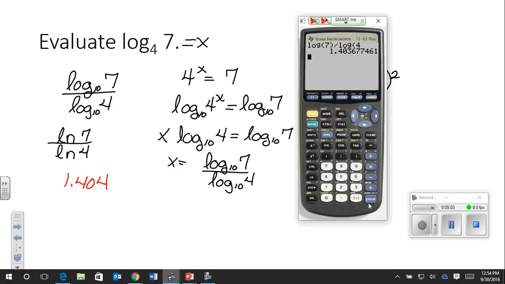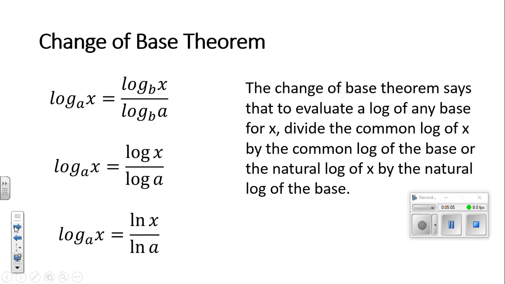All right, you don't have to write a lot down for this next one because that's our change of base theorem. Change of base says that if we have a log base a of x, we can take the log base something of x divided by the log base the same thing of a. The two log buttons that we have are log base 10, our common log, and natural log, log base e. So those are on the calculator.